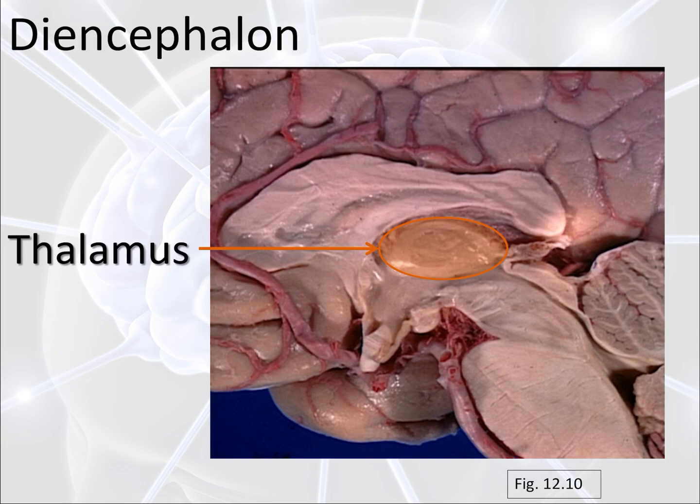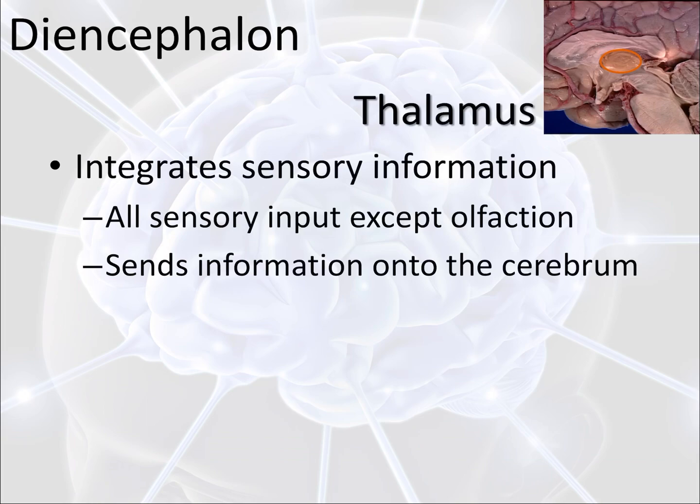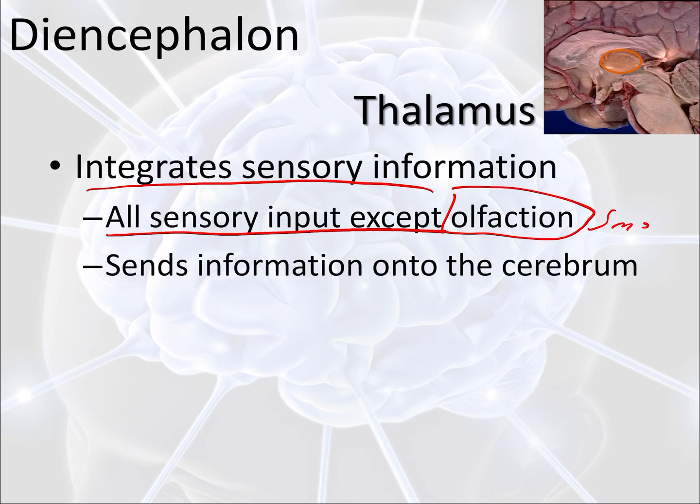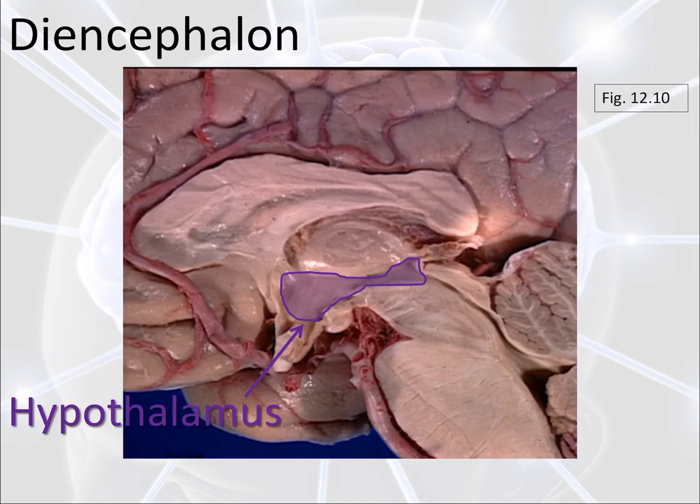Okay, so the next part, diencephalon. Diencephalon is made up of the thalamus and the hypothalamus. We'll talk about the thalamus first. Thalamus, the main thing you need to know about it is it integrates sensory information. So all sensory information comes through here except for olfaction, which is smell. Okay, so then it sends all that sensory information on up to the cerebrum. So it coordinates all sensory information.